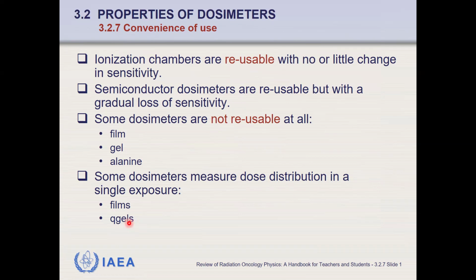So the film dosimeter is usually a photographic film that changes in opacity or color in response to radiation when exposed. Once the film is exposed, the changes are typically permanent and the dosimeter cannot be reused for another measurement. That's why I said here the film dosimeter is not reusable. Once it is exposed to radiation, its properties and color will change, so we cannot use it again.